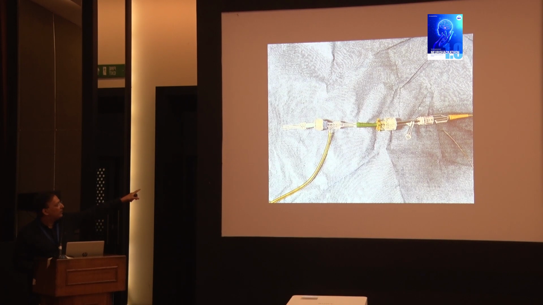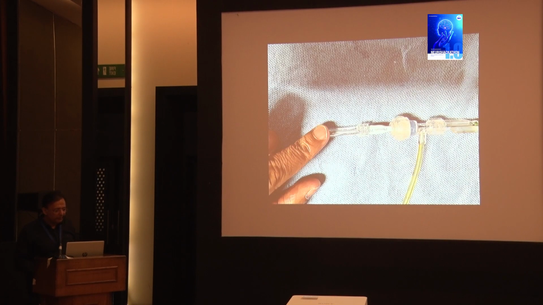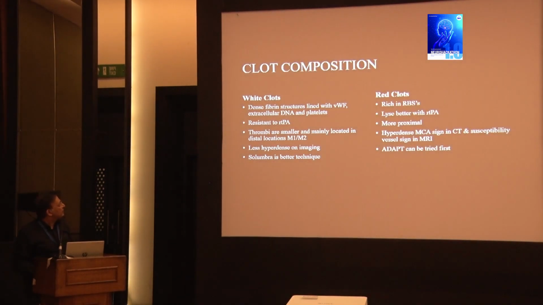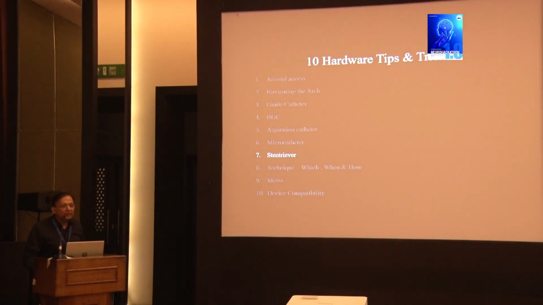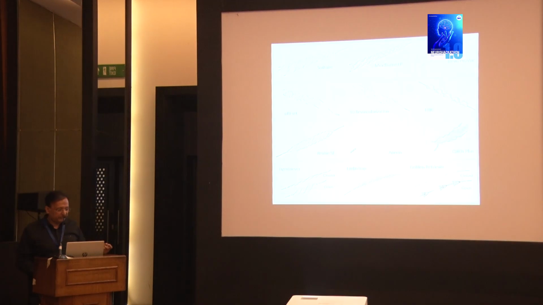So you can have the yellow one proximally for the guiding catheter, but the short one, so that you don't lose much length here. On the aspiration catheter, you have the small Y connector. Clear? Clot composition, stent retriever.